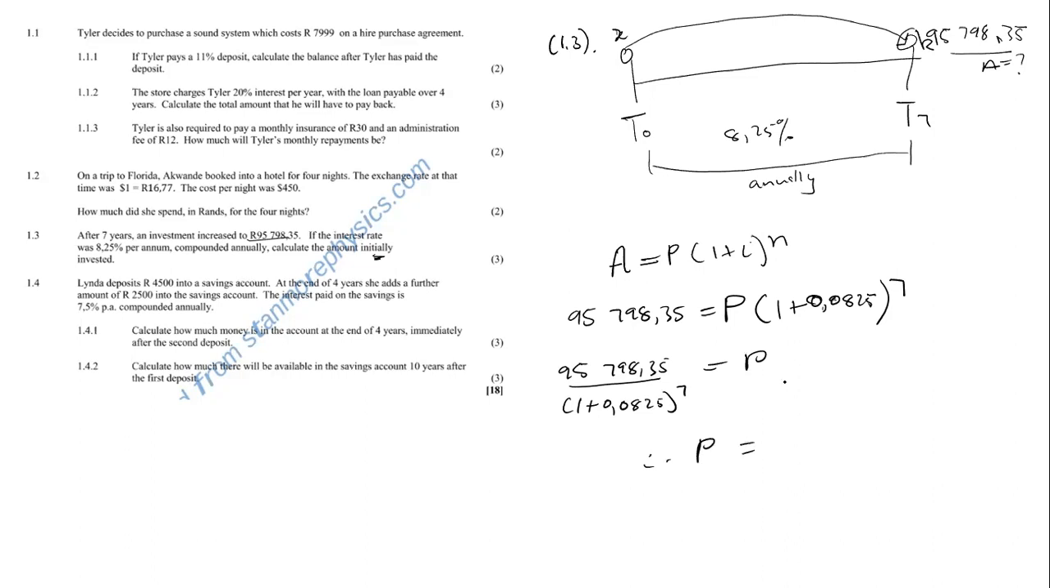Therefore, what is my numerical value of P? You go to your calculator, you press the fraction button, 95,798.35 divided by open bracket 1 plus 0.0825 close bracket to the power of 7. And therefore, how much do you get? You get 55,000 rand, exactly. And this is the money that was initially invested into this savings account. So this money has grown to 95,000. From 55,000 to 95,000, it is because it has earned interest over a period of 7 years. Was that clear?